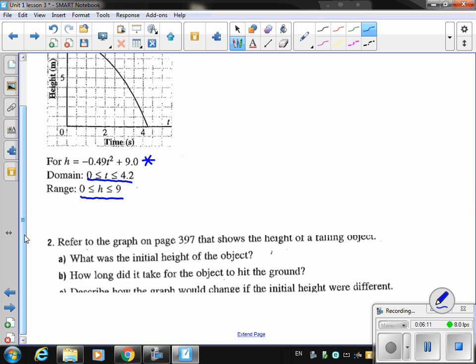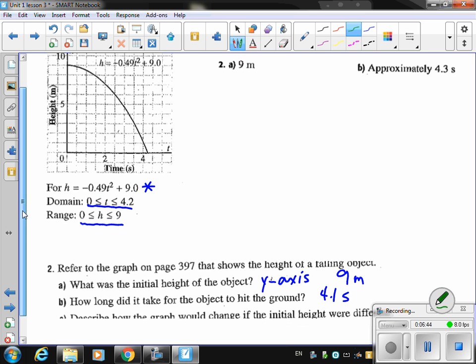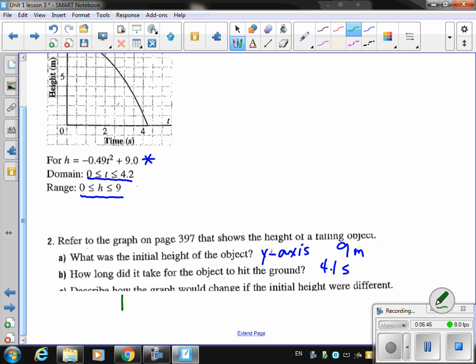Number 2. What was the initial height of the object? The initial height is always on the y-axis, and it is 9. Units are meters. How long did it take for the object to hit the ground? It took a little over 4 seconds. So less than 4.25, so 4.1 seconds. Describe how the graph would change if the initial height were different. If the initial height were different, it would be higher or lower on the y-axis.